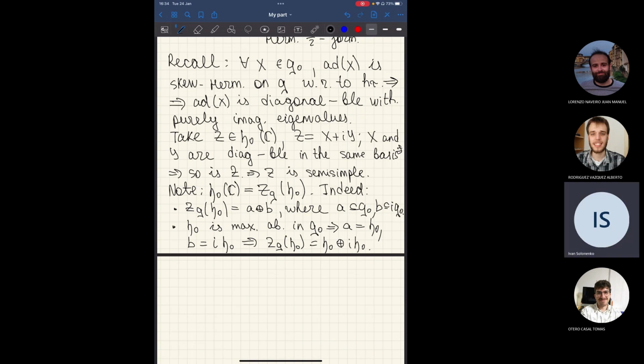Now, if you have any other toral subalgebra containing the complexification of H0, it will have to lie in the centralizer. So it cannot be strictly larger than the complexification of H0. So therefore, this thing is a maximal toral subalgebra.